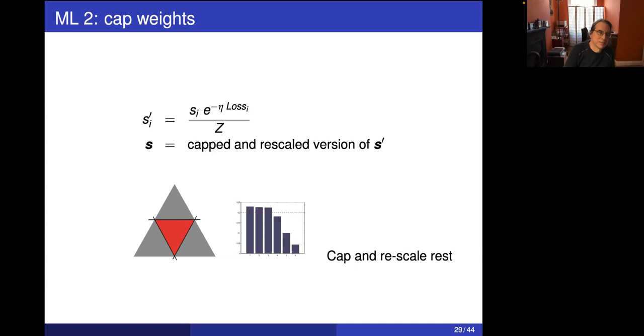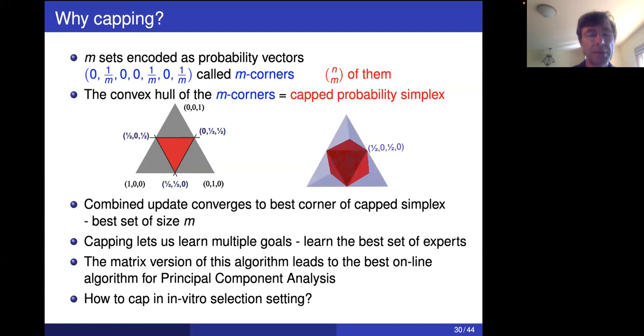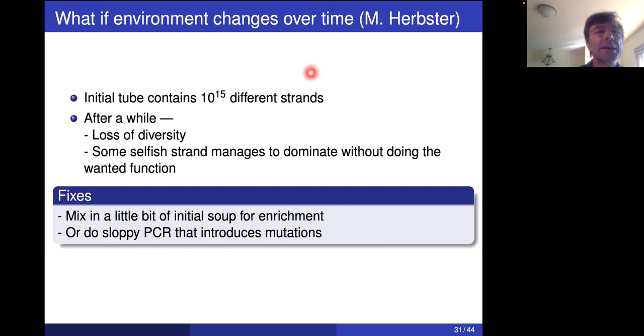Okay, so this is capping. Now the infamous Mark Herbster comes in. Assume you have an initial tube with lots of different strands. After a while you have loss of variety, and some selfish strand manages to dominate without doing the wanted function. So what you do is mix in a little bit of the initial soup for enrichment, or do sloppy PCR, and nature does it by mutations.